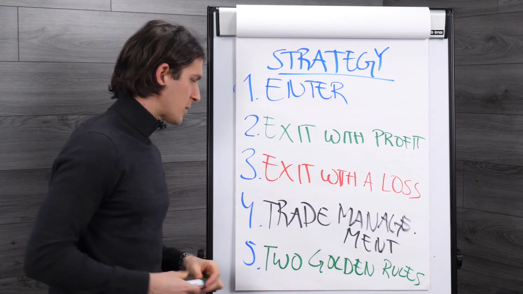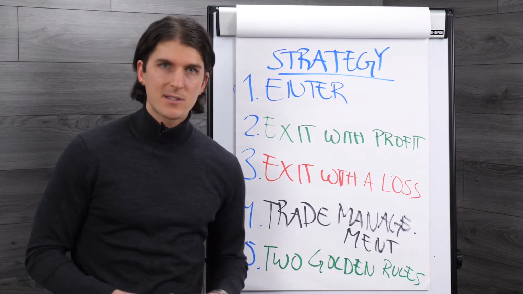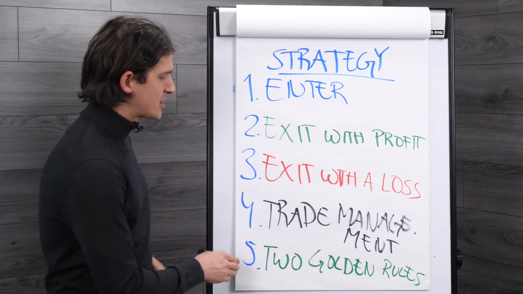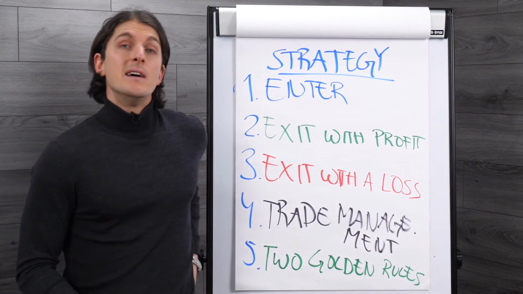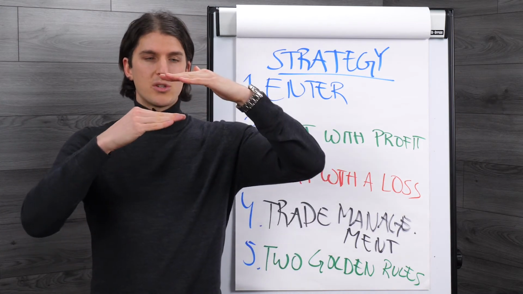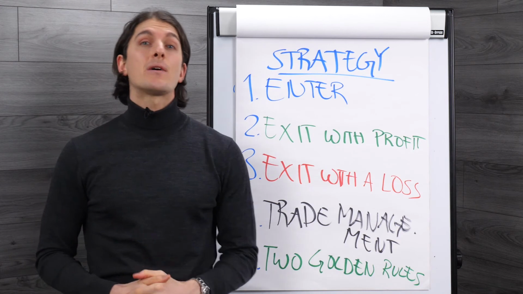So the 2 golden rules are: let your profits run and cut your losses short. I'm going to say that again. Let your profits run and cut your losses short. And the reason you need to do this is that you need to lose a little to be able to win a lot. That is very, very important.